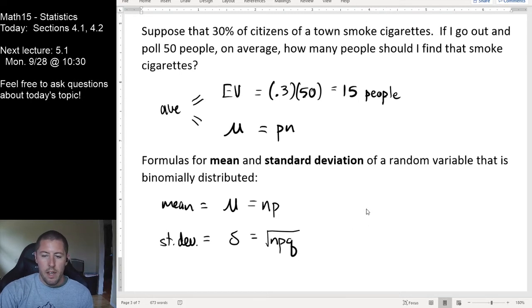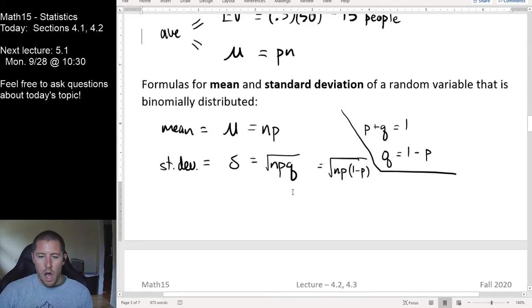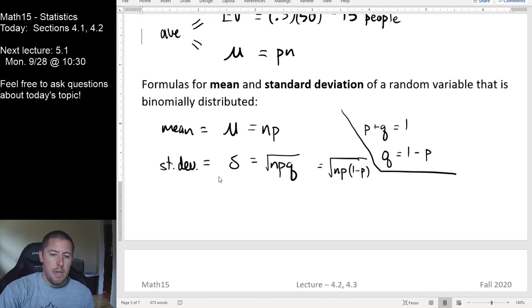And remember here that since p plus q is 1, I can do some real simple algebra and say that q is 1 minus p. So it's also the case that you could write this as the square root of n times p times 1 minus p, which would be an equivalent version of that, just making that little swap based on our definition of p and q. But it's typically written this way right here. So these are our formulas to compute the mean and standard deviation of a random variable that is binomially distributed.